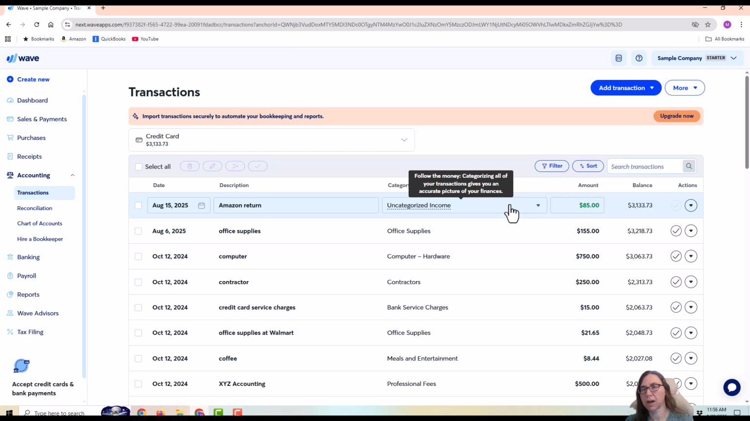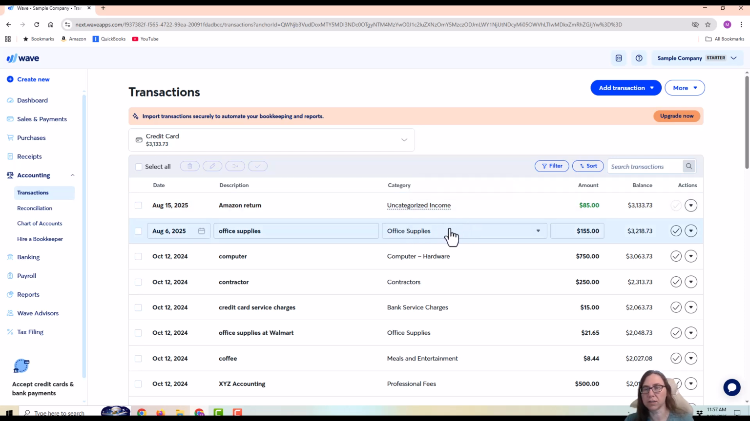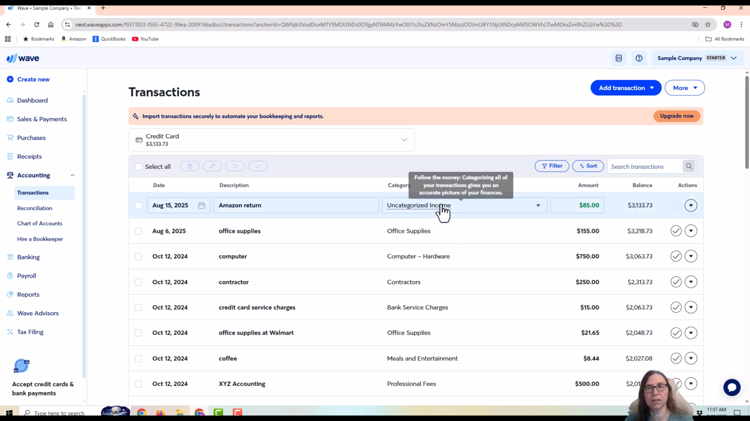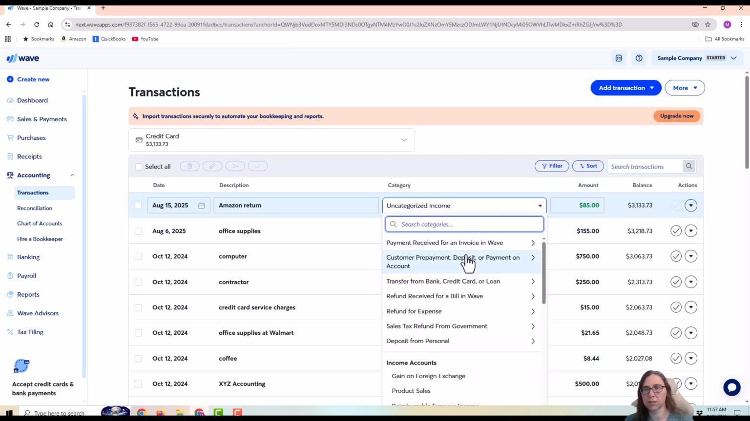So typically what I like to do when there's a refund of an expense is just code it to whatever expense account I used for the original purchase. So in this case, it was marked as office supplies originally. So what I'm going to do here is also mark the refund as the same expense.